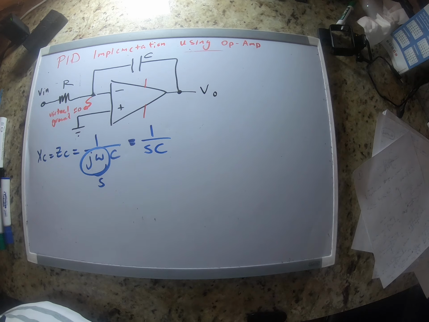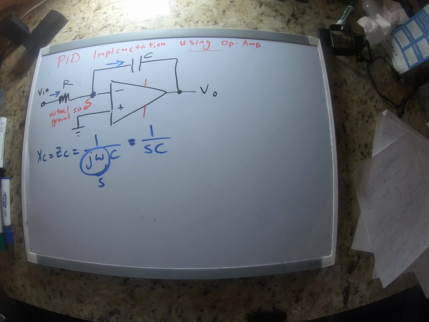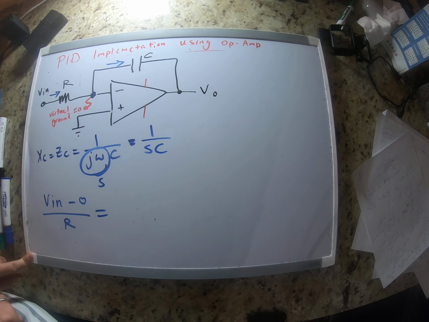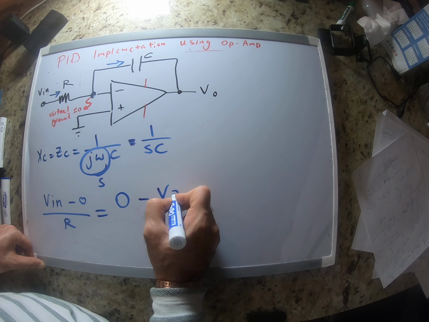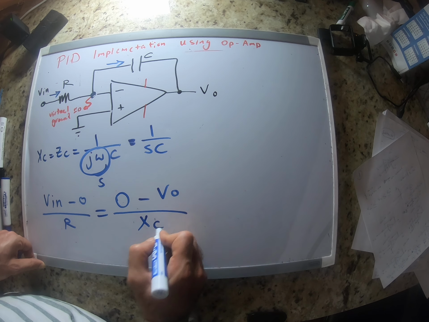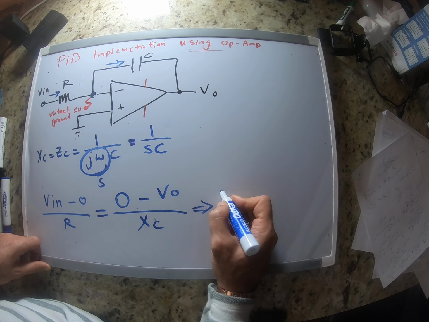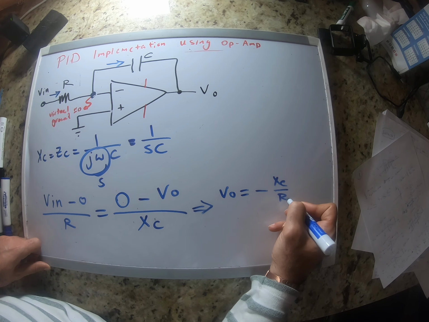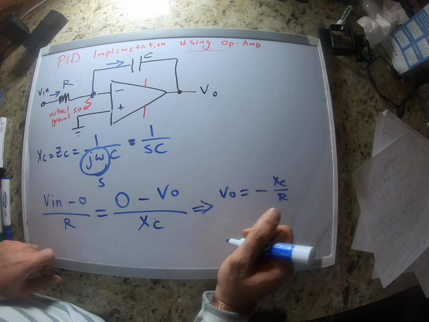Okay, now let's write KCL at this node. Again, this current is gonna be exactly the same as this current. So let's write that. V in minus 0 divided by R, so this was the Ohm's law for the resistor, is equal to 0 minus V out divided by XC, right? So I'm just gonna simplify this now. So it means that VO is equal to negative XC divided by R times V in. Now let's just replace XC with 1 over SC.